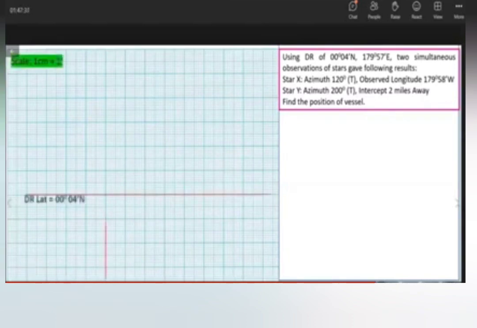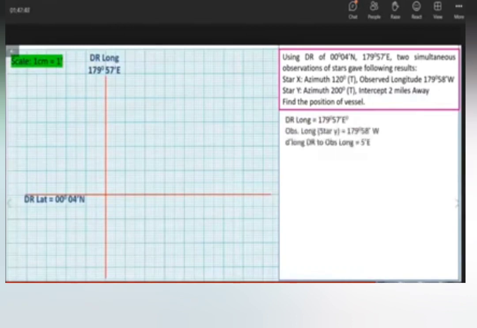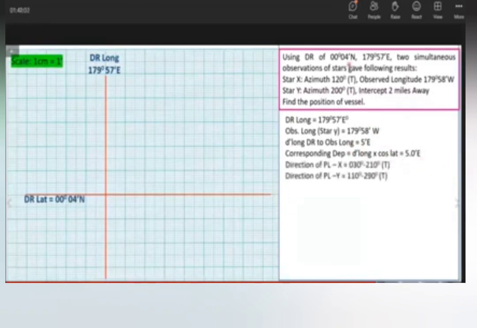On the graph, you can see DR lat and DR long coming up. And now to be able to draw the observed long with respect to DR long, we find the D long from DR to observed long coming up on the right side here, 5 minutes east. We convert this D long into departure, and departure also happens to be 5 minutes east. Then we identify the direction of the PLs perpendicular to their respective azimuths out here.